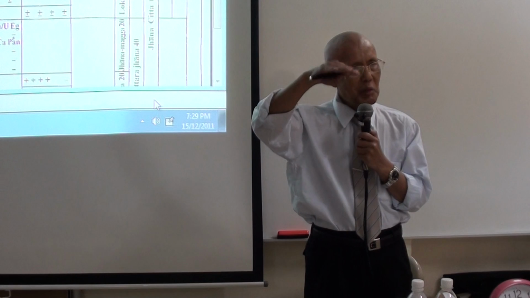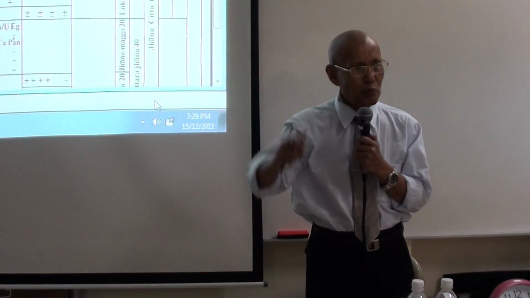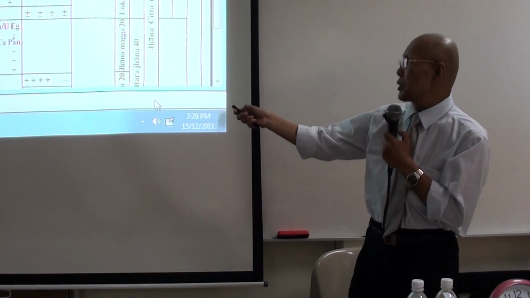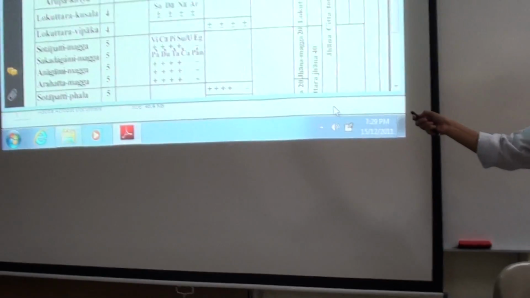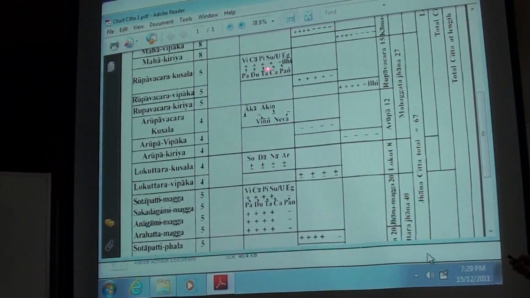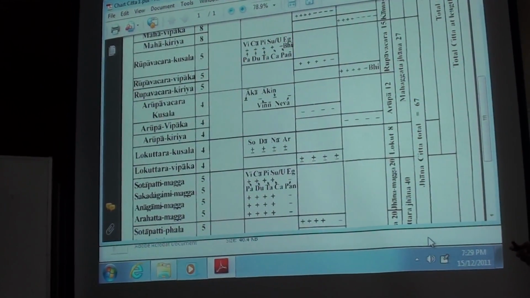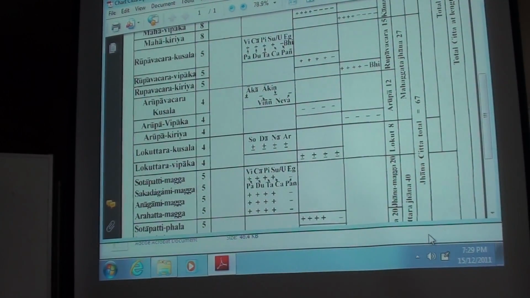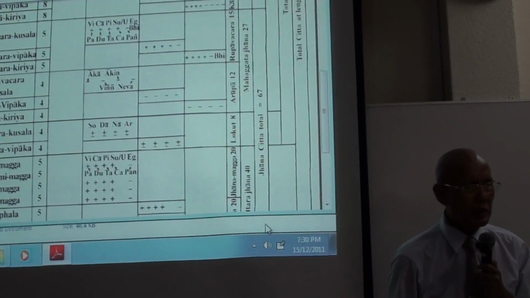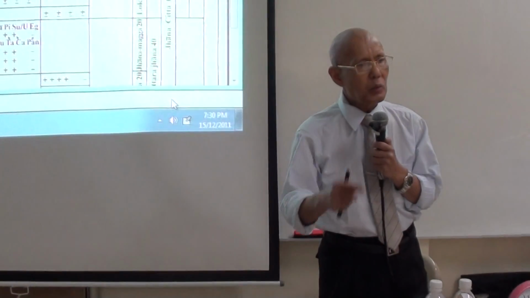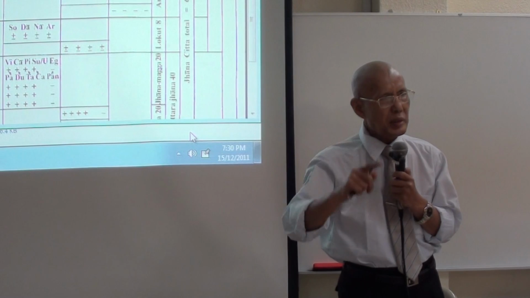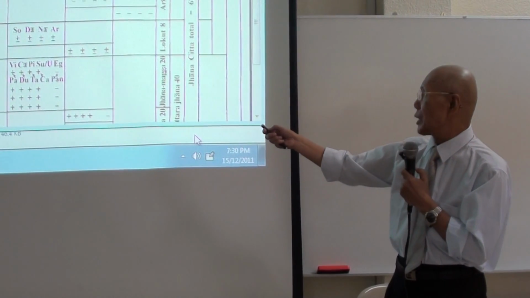No, you have to go step by step. So you develop the first jhana, come out of it, and then go to the second jhana, come out of it, go to the third jhana, come out of it, go to the fourth jhana, come out of it, and then go to the fifth jhana. When you are very skillful in developing these jhanas, you can do it very quickly. In 1 second, you can develop the fifth jhana.